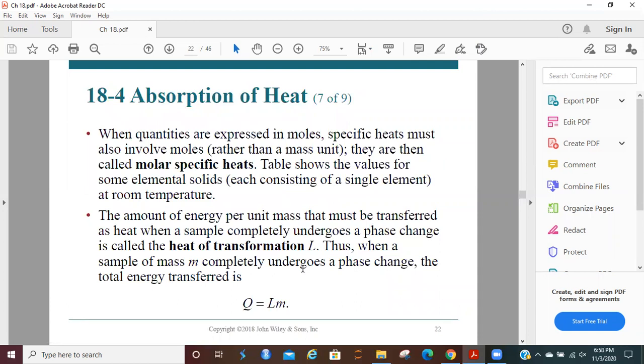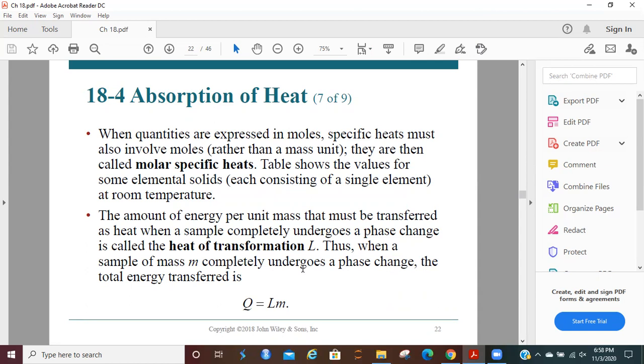So when quantities are expressed in moles, specific heats must also involve moles rather than mass unit. Then they are called molar specific heats. And the table will show the values for some elemental solids, each consisting of a single element at room temperature.